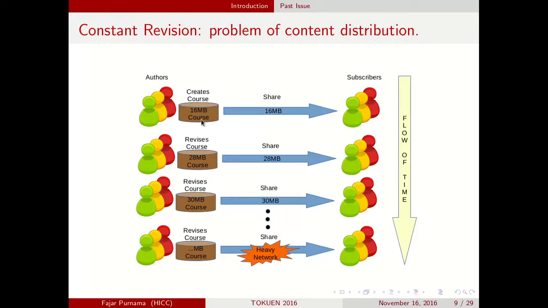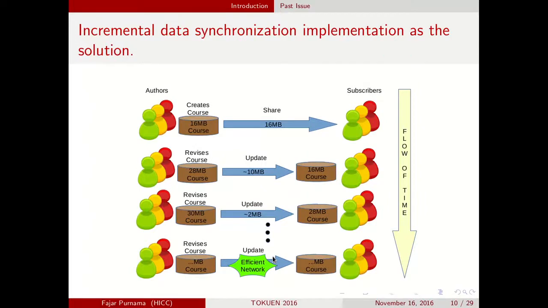And if you see the trend, the course contents became larger every time they are revised, and if we keep on without any defined method, the distribution will be very heavy on the network. And so my predecessors, whom I'll show you, implemented incremental data synchronization on the course content distribution.